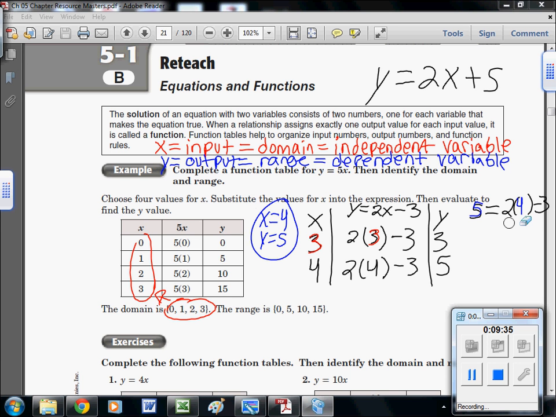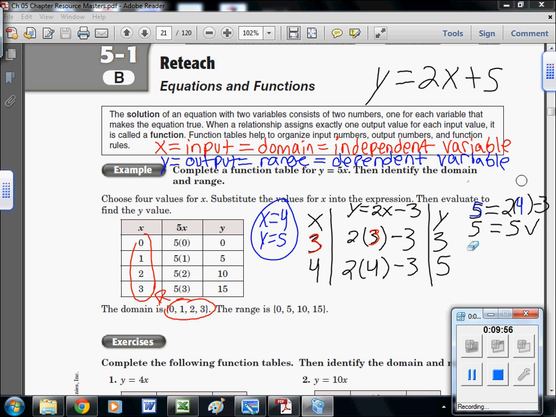Let's actually check it. So 2 times 4 is 8. 8 minus 3 is 5, so that means we have 5 equals 5. Is that a true statement? So 5 equals 5 is a true statement. So that means it is. So it means we plugged in our solutions, 4 and 5.